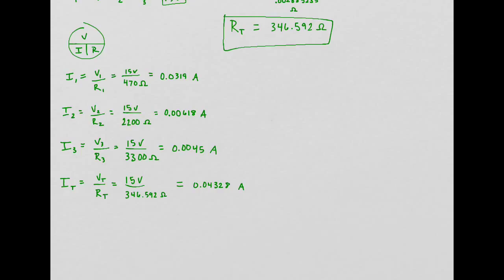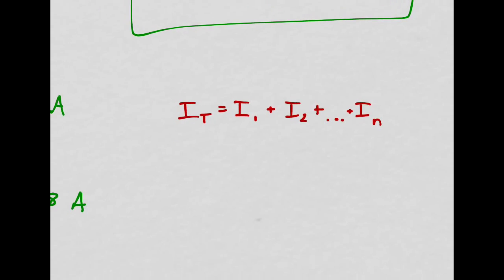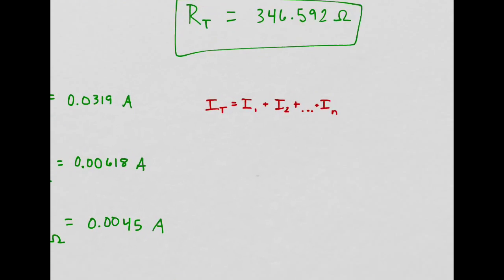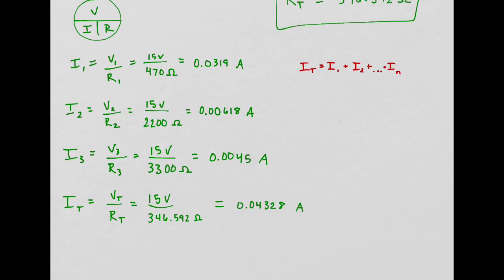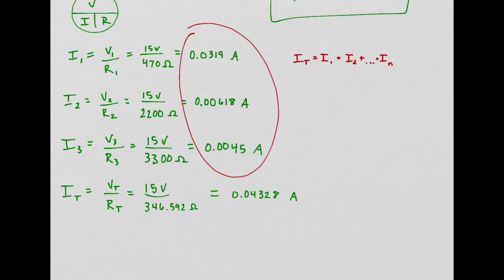Now, we did have a formula for current, didn't we? It was the sum of all currents. I think I said that was Kirchhoff's current law. Maybe not. But I want to do something. That formula was this. We had this. So let's see if that's true. If we take all of our currents and add them together, let's see if we get something that's close to that. I'm just going to verify this formula.